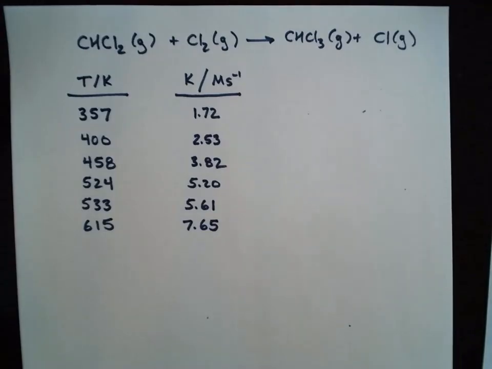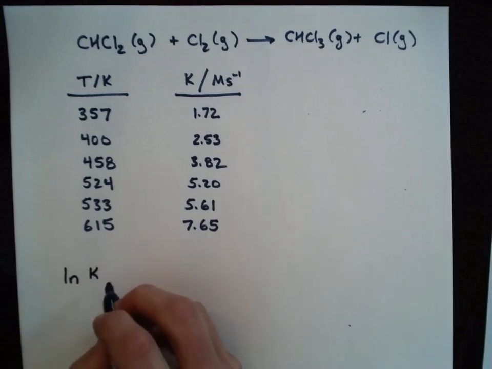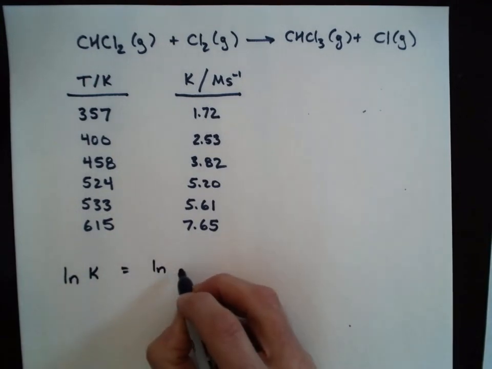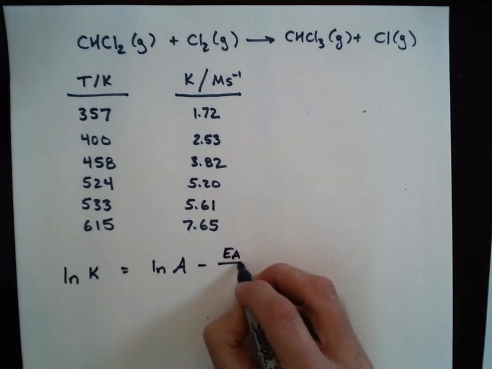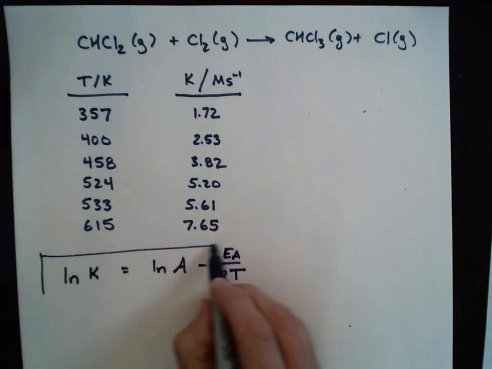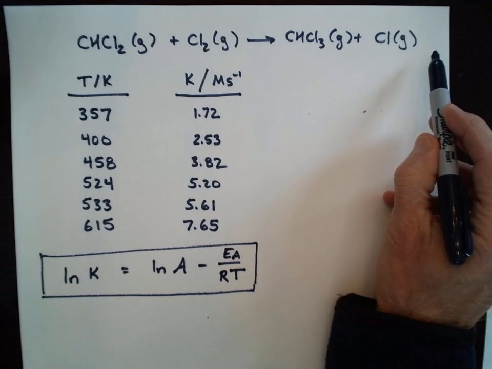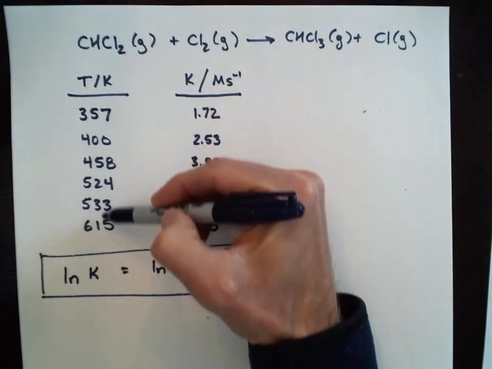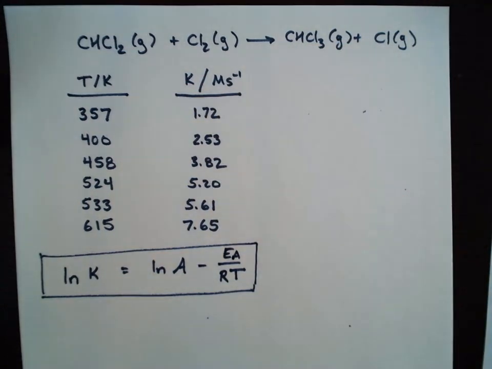Okay, we're now going to put this graphical analysis to work. The Arrhenius equation, where we recognize the linearized form, is the natural log of the rate constant is the natural log of our pre-exponential factor minus the activation energy over the gas constant, and also over temperature. And we have some kinetic data for this particular chemical reaction. We have our temperatures in units of kelvins, and we have our rate constants in units of molarity per second.